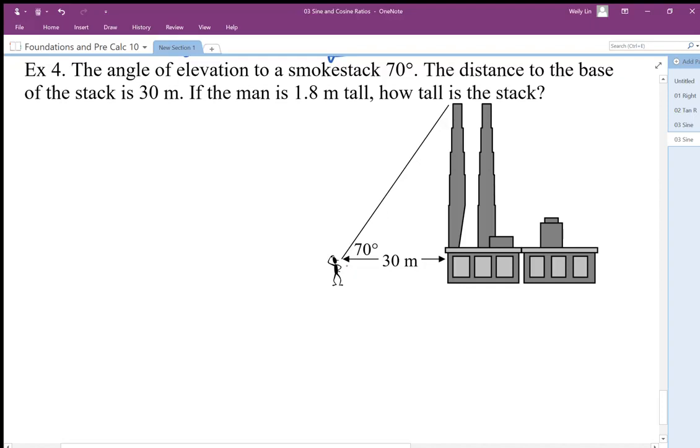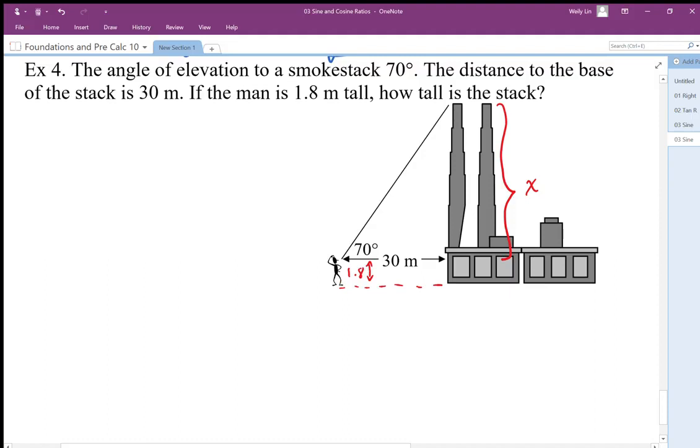So you've got to remember to add that on at the end. And we want to figure out how tall the whole stack is, including the building. So I'm going to find out the height from the viewer up to the top. The viewer is kind of down here. We're going to find out that height. We'll call that X maybe. And once we find out that height, we can add on the height of the viewer and we can find out the height of the stack.